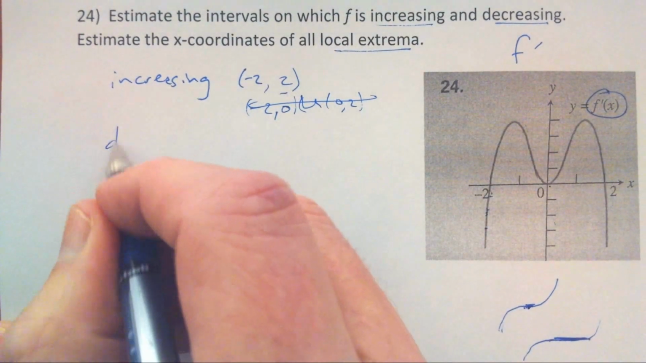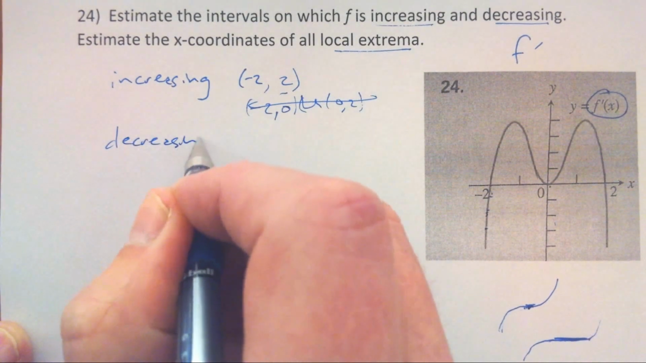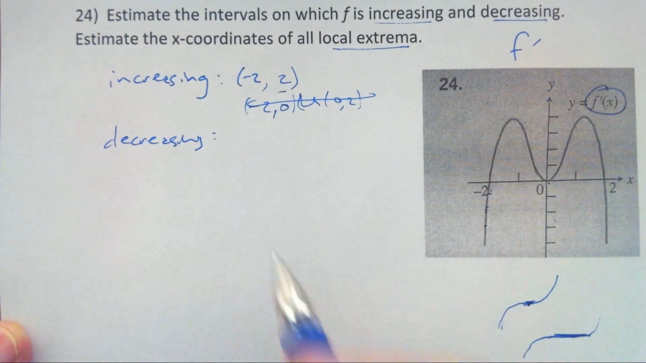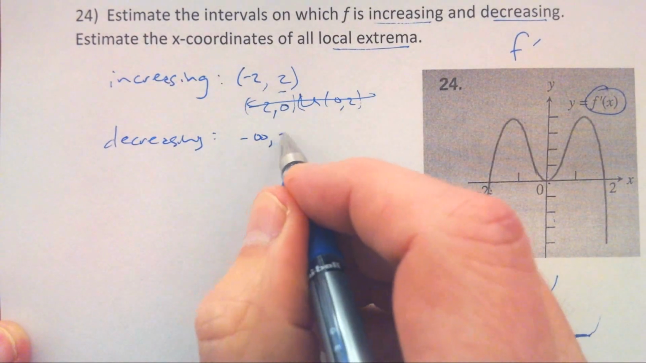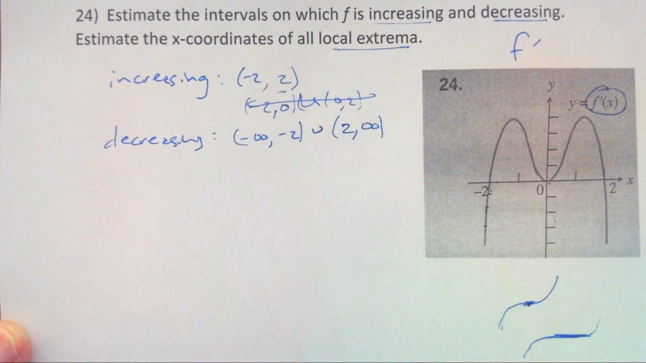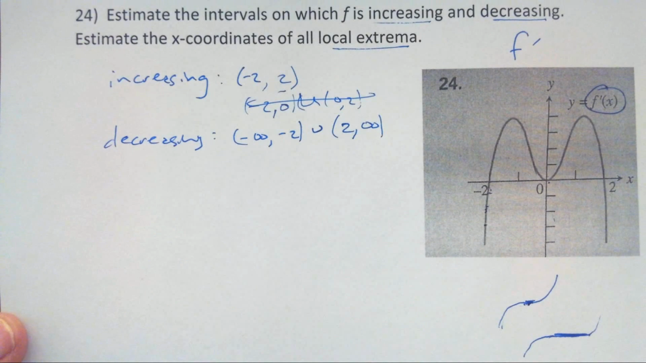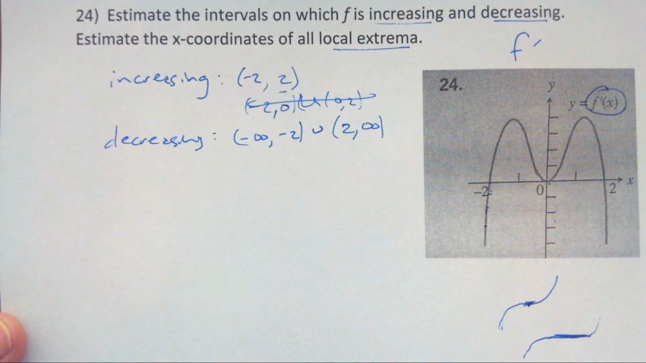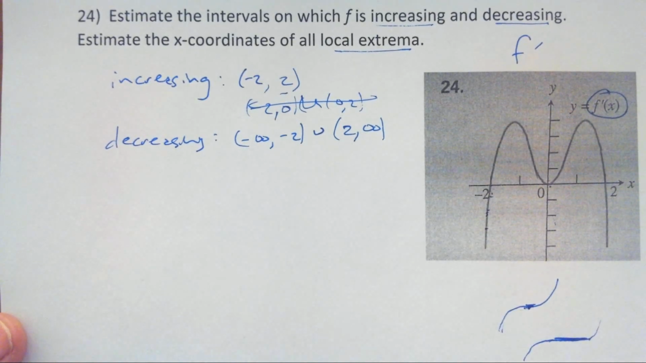The function is decreasing on intervals where the slope is negative, and the slope is negative apparently from -infinity to -2 in union with 2 to infinity. Okay. Then estimate any local extremes. Well, the extremes happen, we know, when our first derivative or our slope is equal to 0. Now, they don't always happen there, but they can happen there.